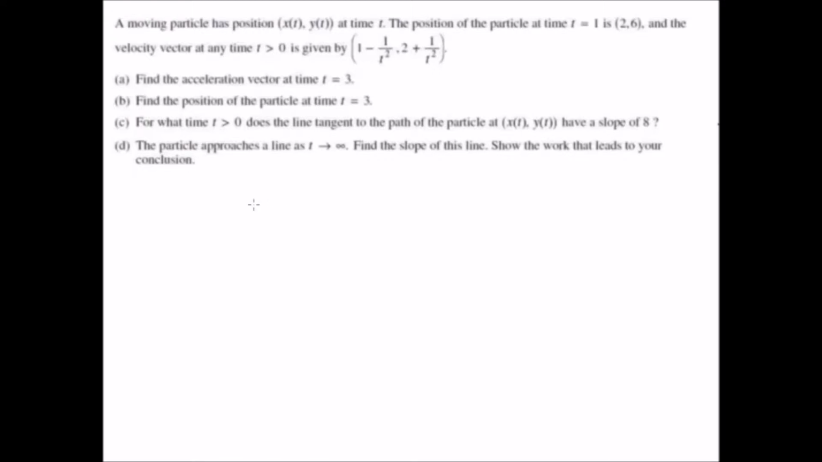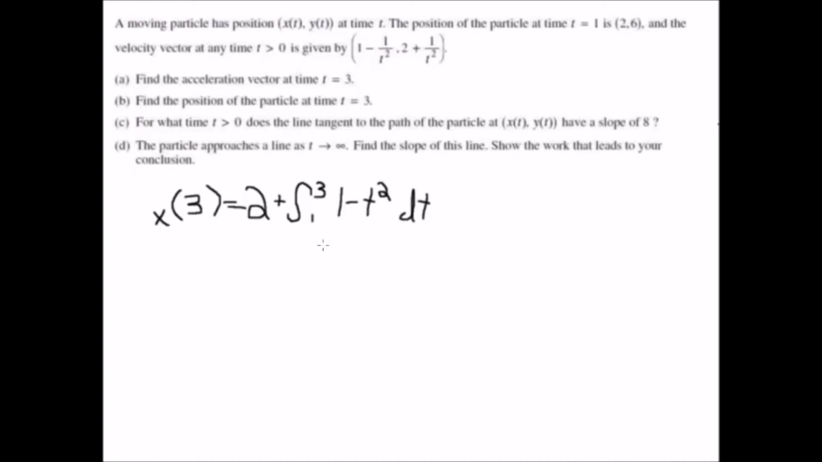Now we'll move on to part B, where we can find the position of the particle at time t equals 3. So that means we need to integrate both of our vectors, because velocity is the derivative of position, so position is the integral of velocity. So we have x of 3 is equal to 2 plus the integral from 1 to 3 of 1 minus t to the negative 2 dt.